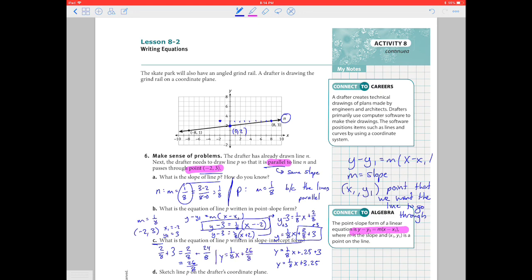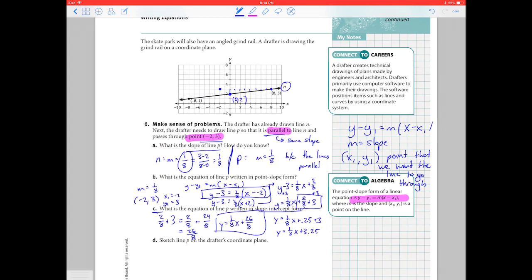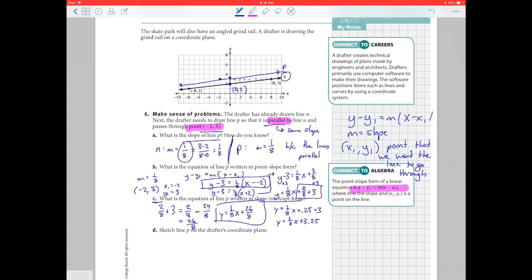All right. This is not going to be an easy line to draw on the graph, which is the next thing, because we need to go to 3.25, which is our y-intercept. And then we also have a second point, so we can just use a straight edge to connect those to draw line P. All right.